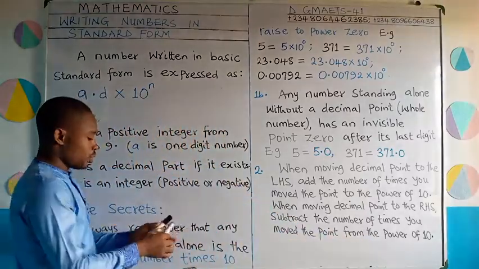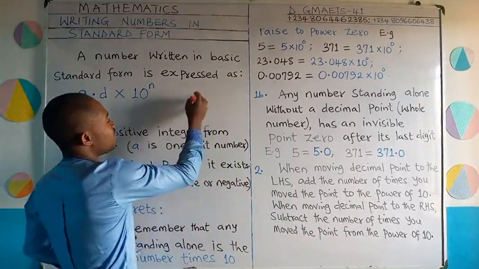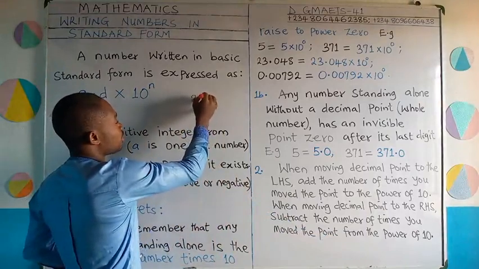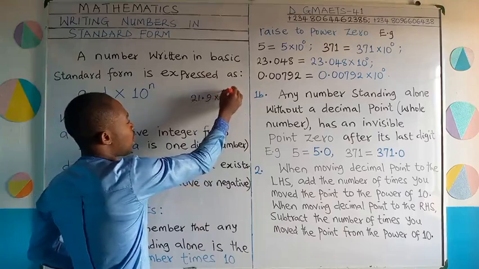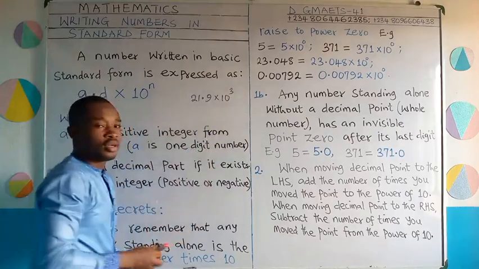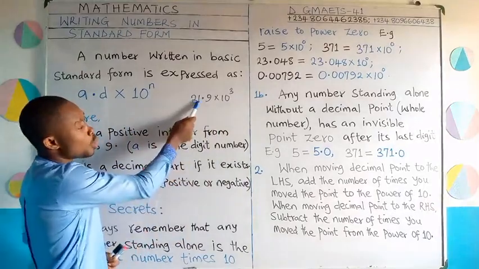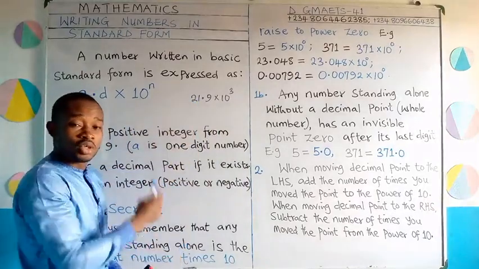I'm going to give you an example here again. Imagine that I have 21.9 times 10 to the power 3. If you look at this, the whole part is 21, a two-digit number.